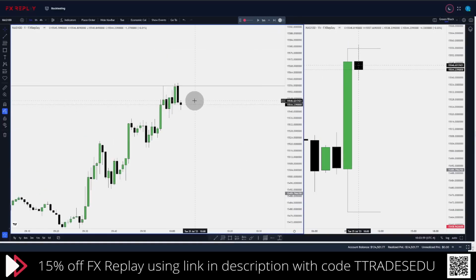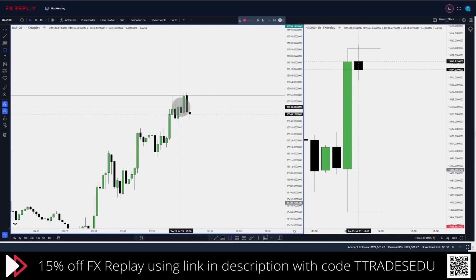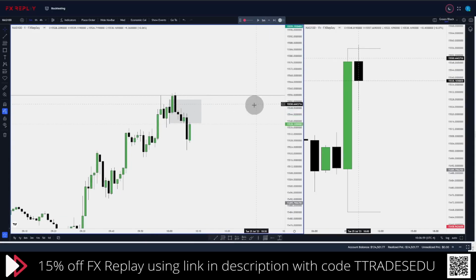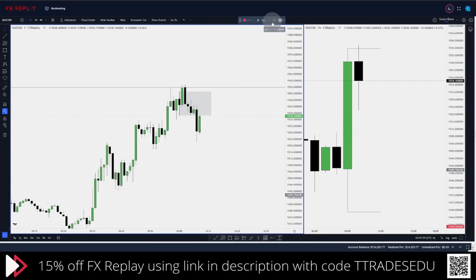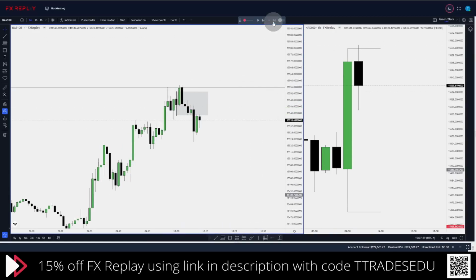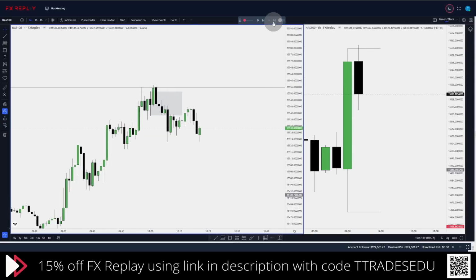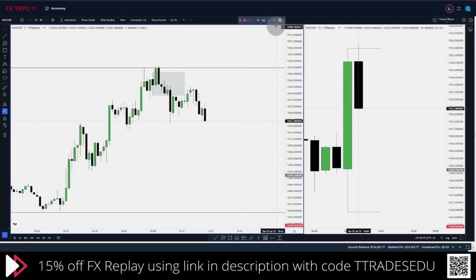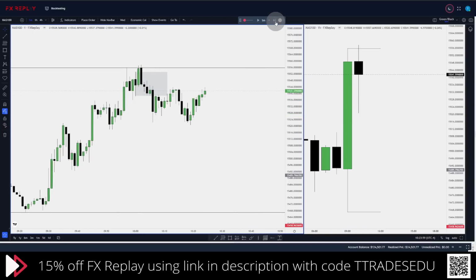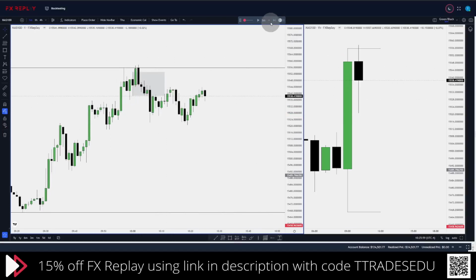Here we get a sweep. See if we get any aggressive displacement down here. Ideally, we would actually want to see it below that low. Not a super convincing sweep there. I don't really like this price action. There's no clear displacement.